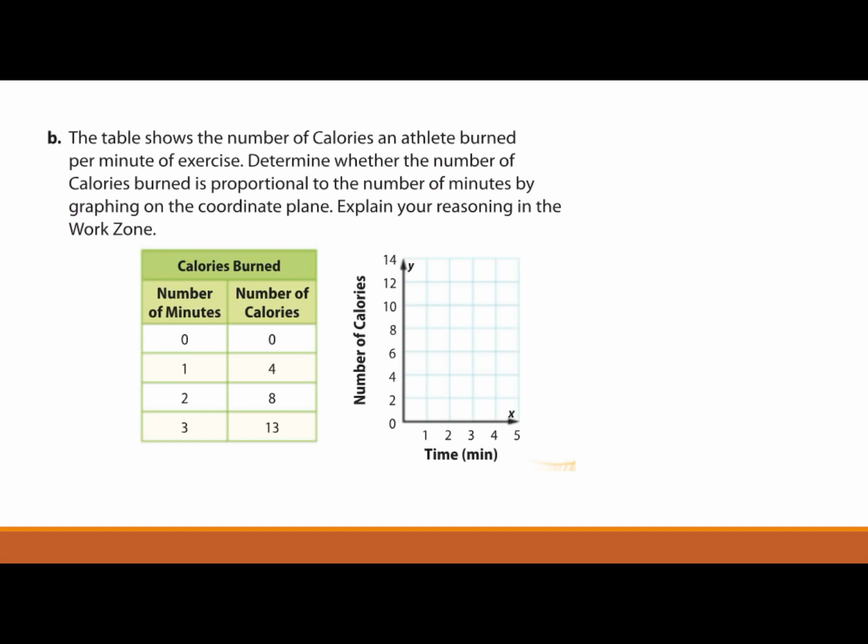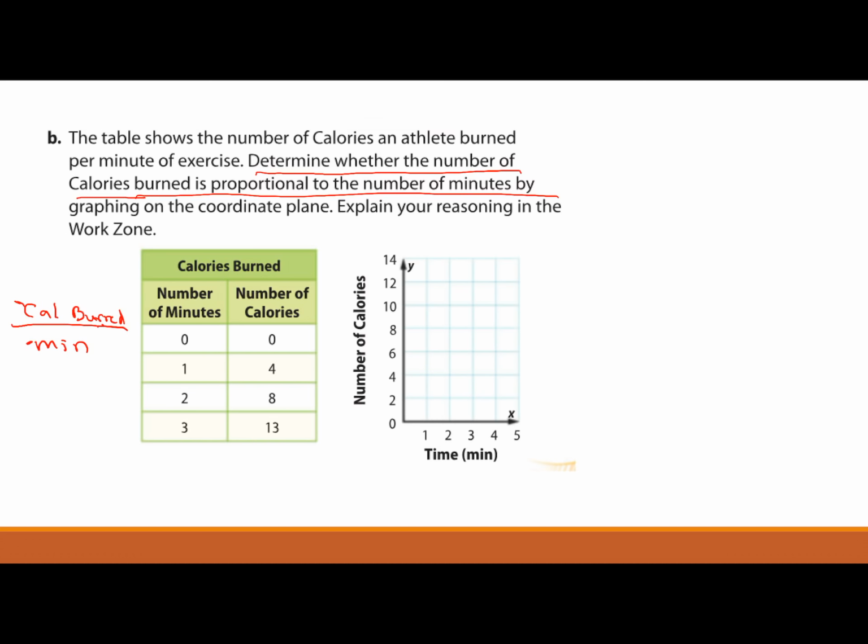In this problem, it says that the table shows the number of calories an athlete burned per minute of exercise. So I'm going to write that down. It says, determine whether the number of calories burned, so what's going to go on top? The number of calories burned is proportional to the number of minutes spent exercising. So it's asking us, do we burn the same amount of calories every minute?